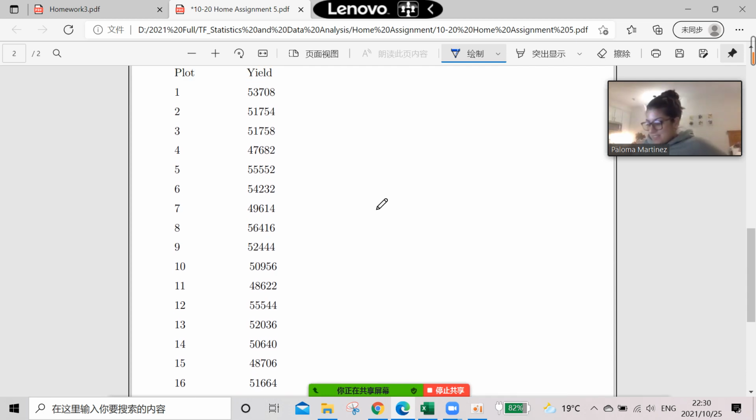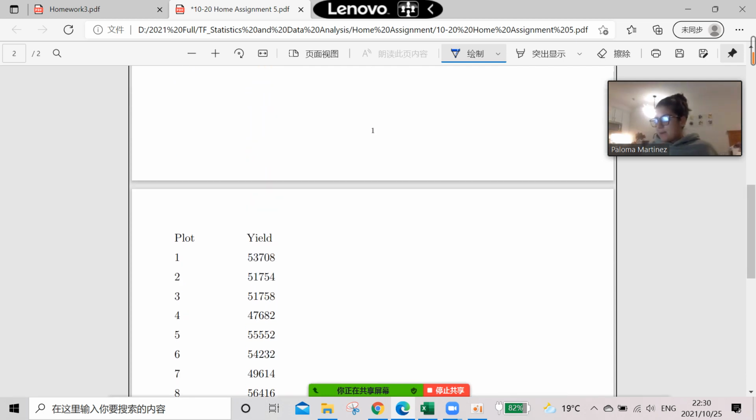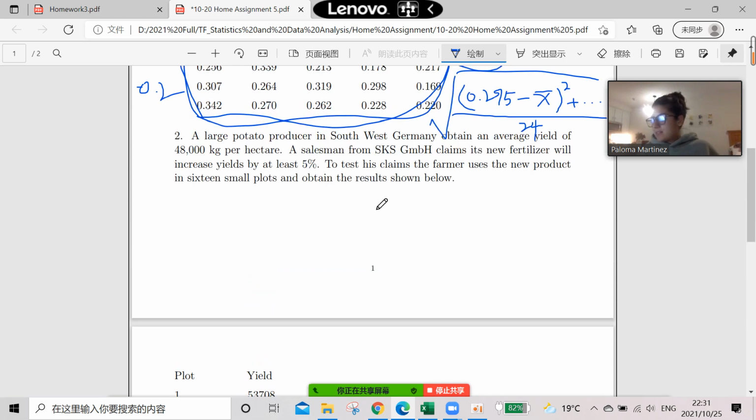So the null hypothesis is mu is less than or equal to 50. The way I attempted it: if 48,000 is the average right now, but he's saying he can increase it by 5%, that gives you 50,400. Yeah, that's correct. This would be your mu, the number you want to test on.